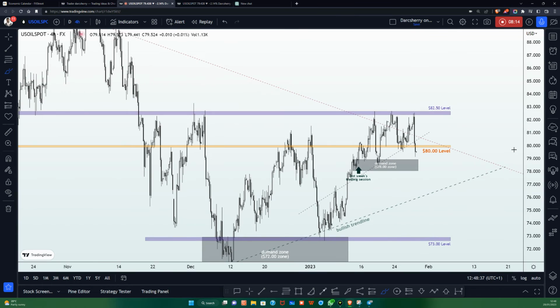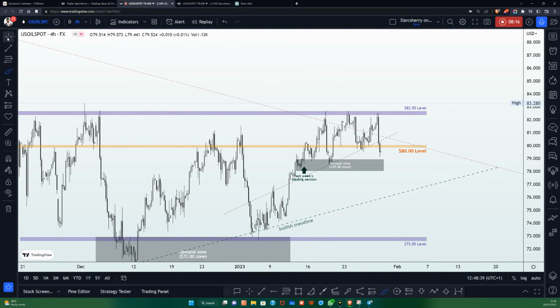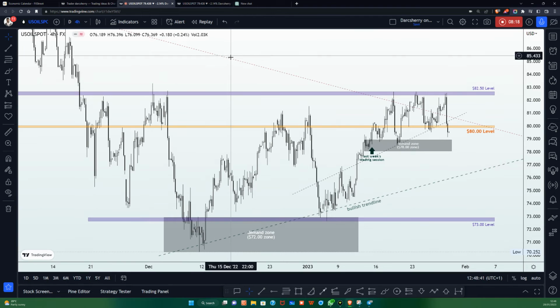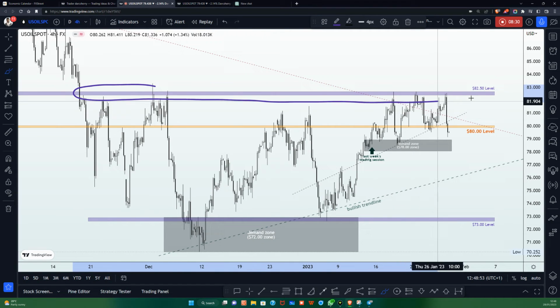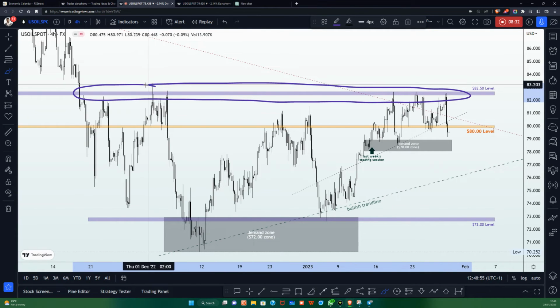Now, with this channel we've identified here, how do we intend to take advantage of the structure in our favor? Well, if we look at the resistance level of the channel sitting at the $82.50 level, we can see that since the month of November, we have been seeing selling pressure from that area, giving us a sign that every attempt by the buyers to break out of the structure has been negated by the sellers at every point in time price gets into that level. So what this says is that this is a strong selling niche.